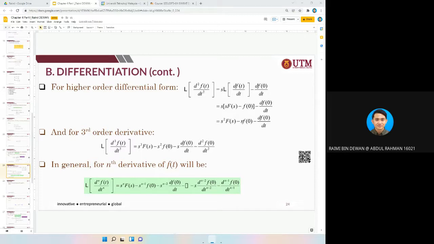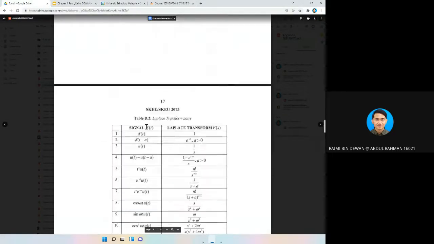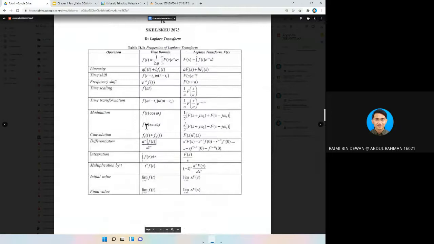Sorry for the interruptions. Next, we go to the second part, which is differentiation. For higher order differential form, you have d squared over dt squared, then the Laplace transform.